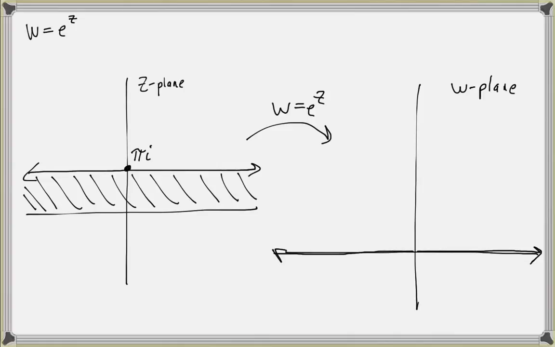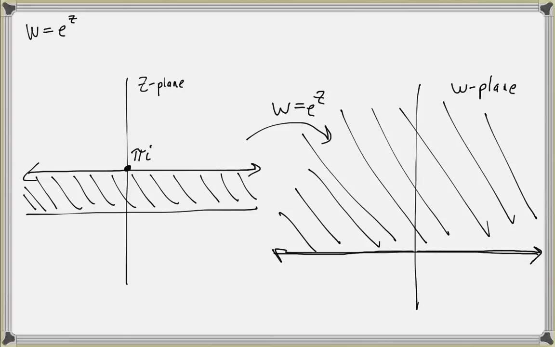And so we see that the image of this horizontal strip where y is between 0 and pi gets mapped to the upper half plane, v greater than or equal to 0 in the w plane.